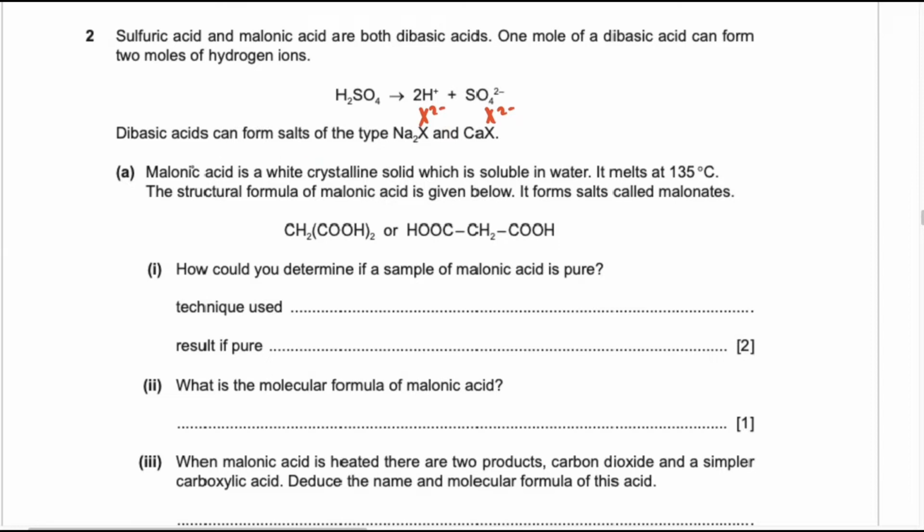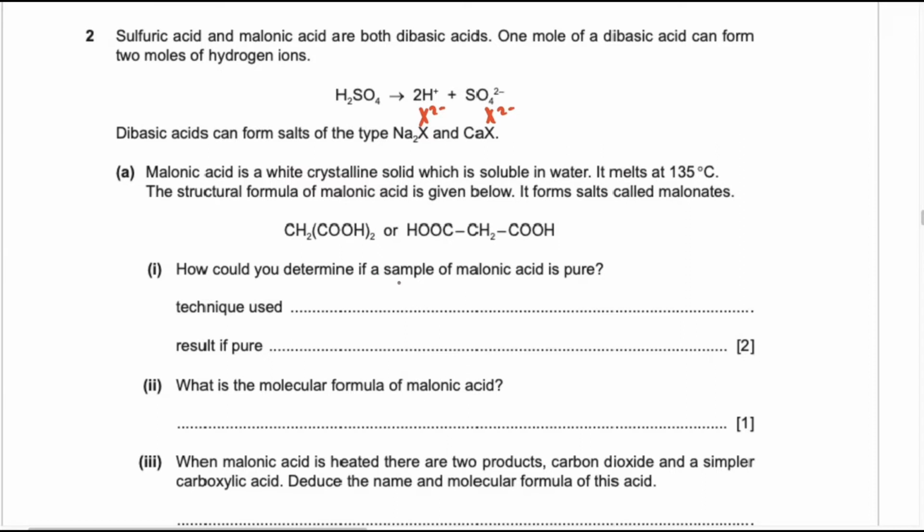Malonic acid is a white crystalline solid which is soluble in water. They purposely give you some unknown acids, I mean less famous acids. It melts at 135 degrees Celsius. The structural formula of malonic acid is given below. So this one, CH2(COOH)2. That means COOH on both sides, CH2 in the middle. It forms salts called malonate.